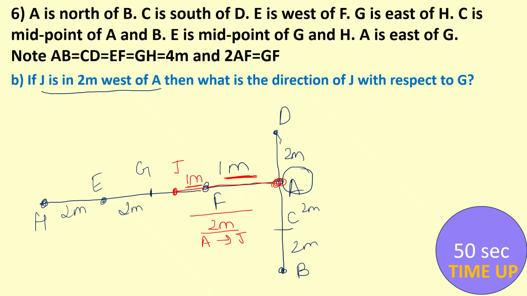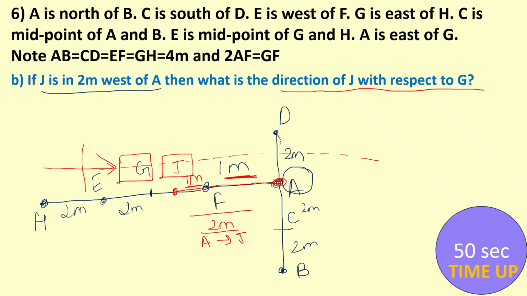Then what is the direction of J with respect to G? So G is here. From G you need to go to J. So if this is the direction, which direction is this? This direction is east direction. Simple, correct? So east is the answer to this question.